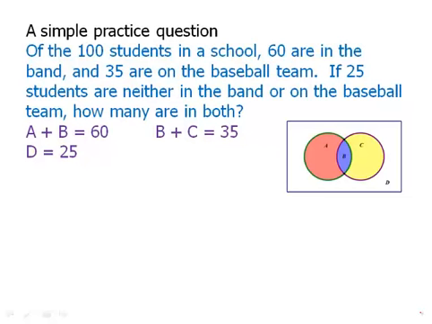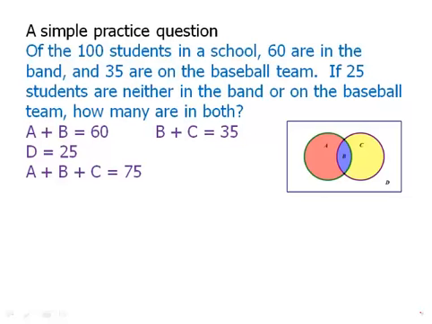Well, let's think about this. There are 100 people in the school. 25 of them are in that white region. So that means that 100 minus 25, 75, must be somewhere in those two circles. So A plus B plus C has to add up to 75.